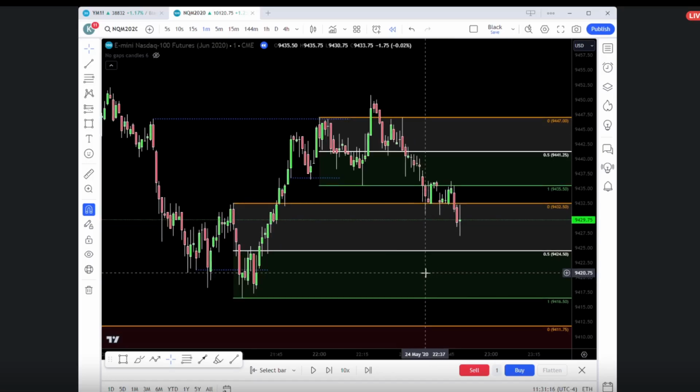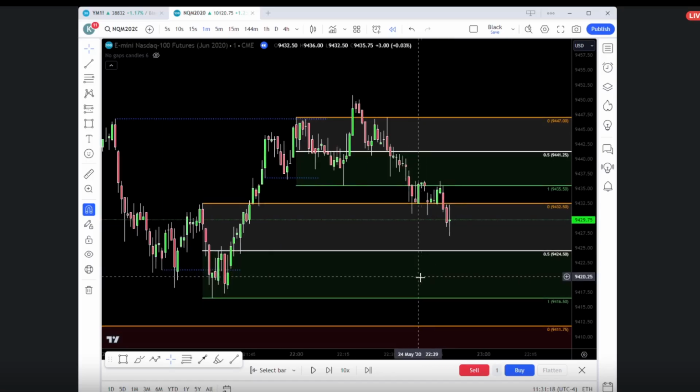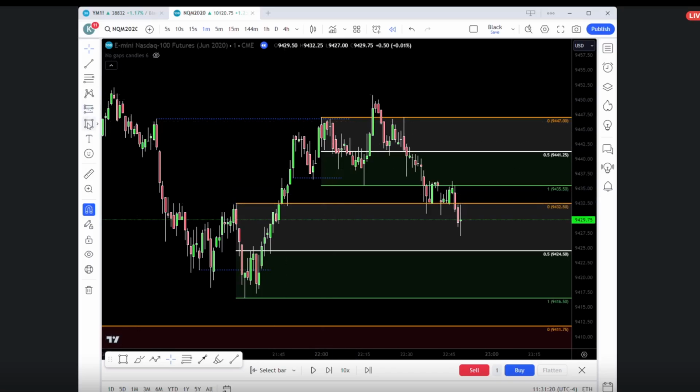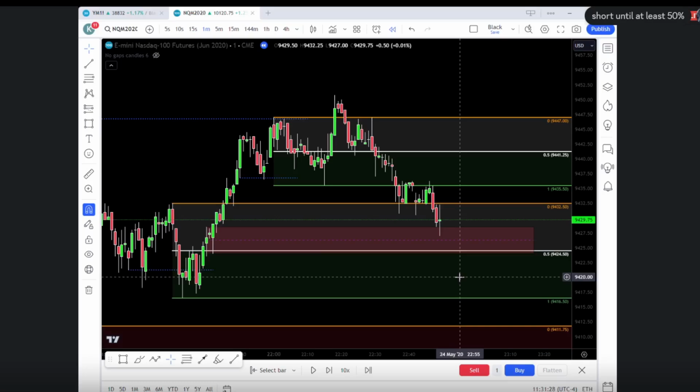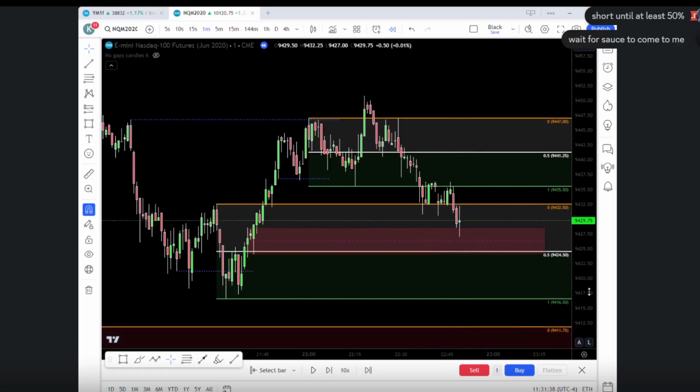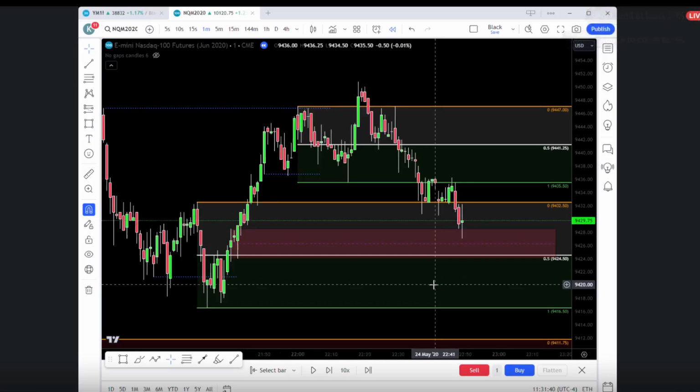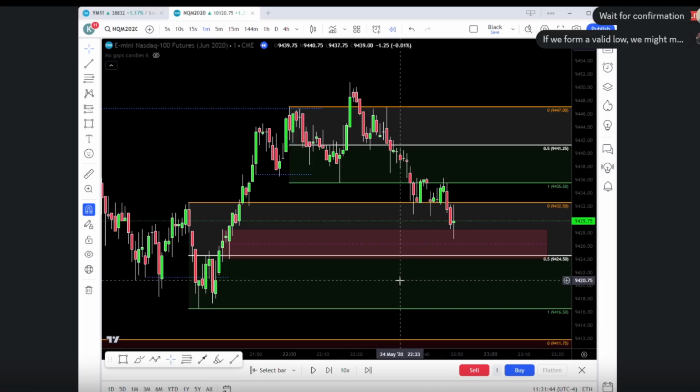How are we thinking? I think somebody in chat earlier identified this as a potential area. That's fair. Right. So we've got our 50% level here, and that's excellent. Right. But we're not married to the 50%, are we?